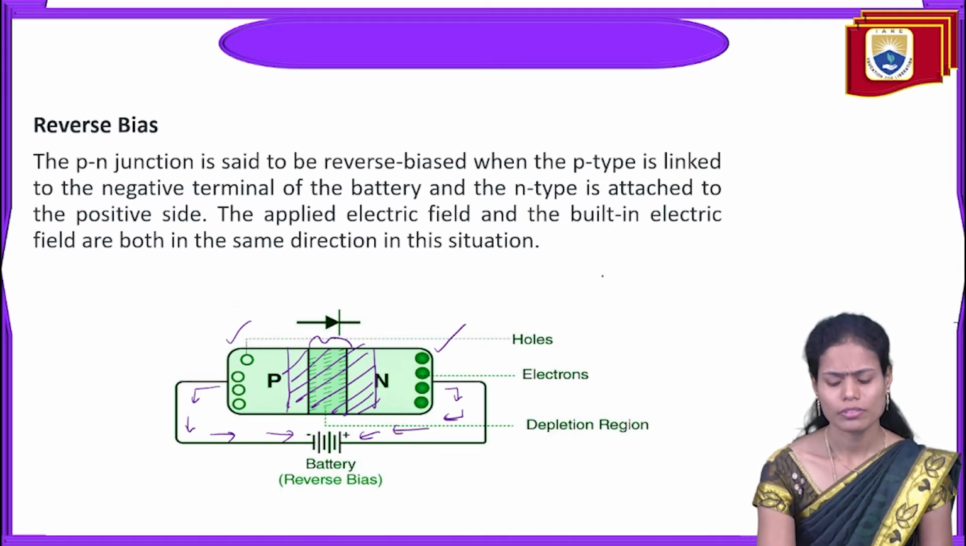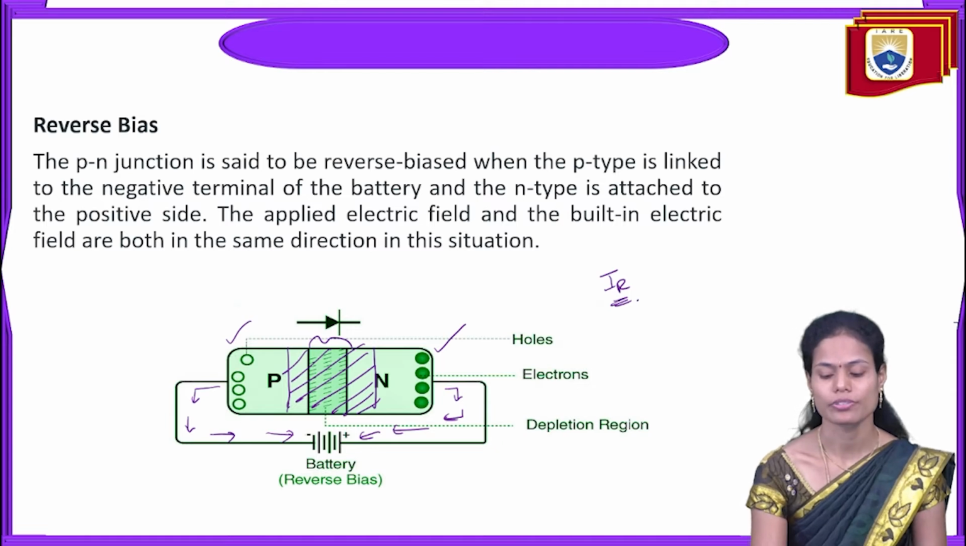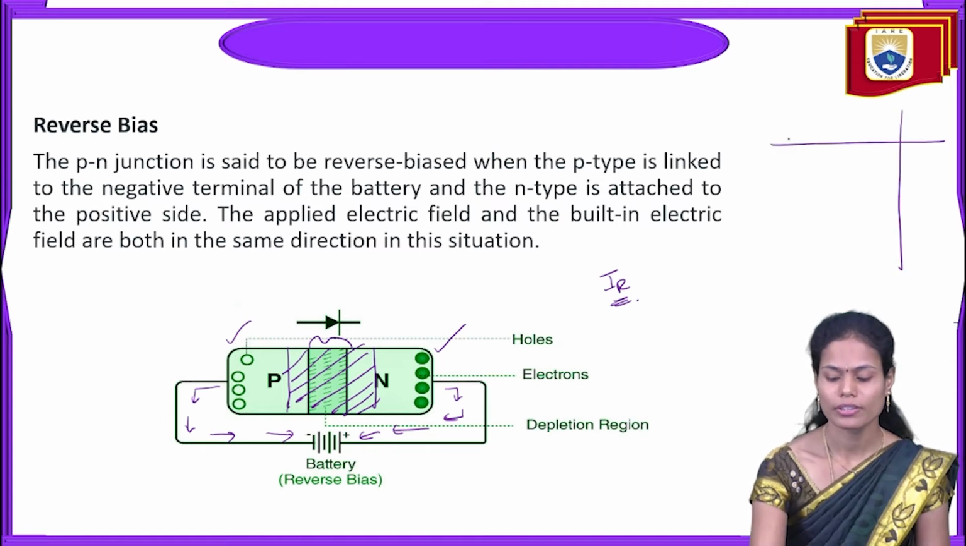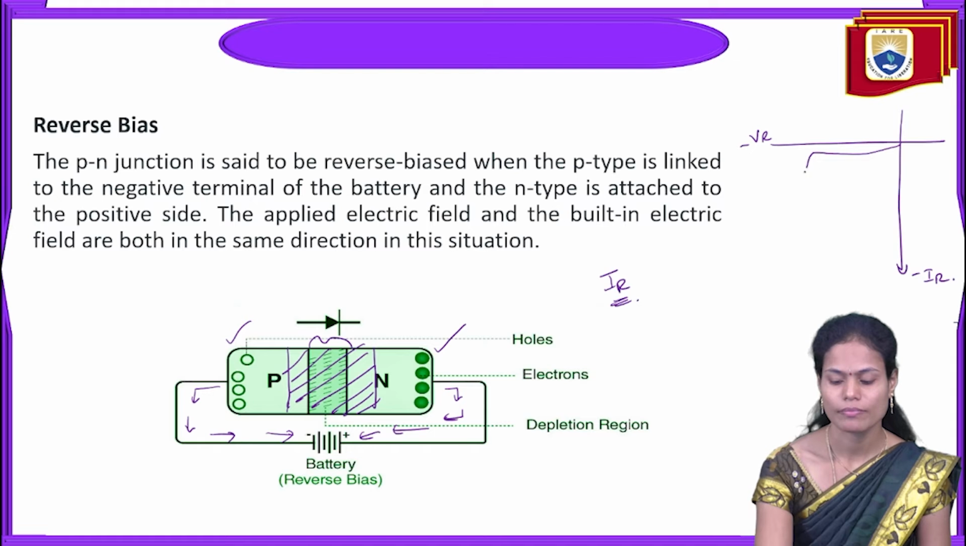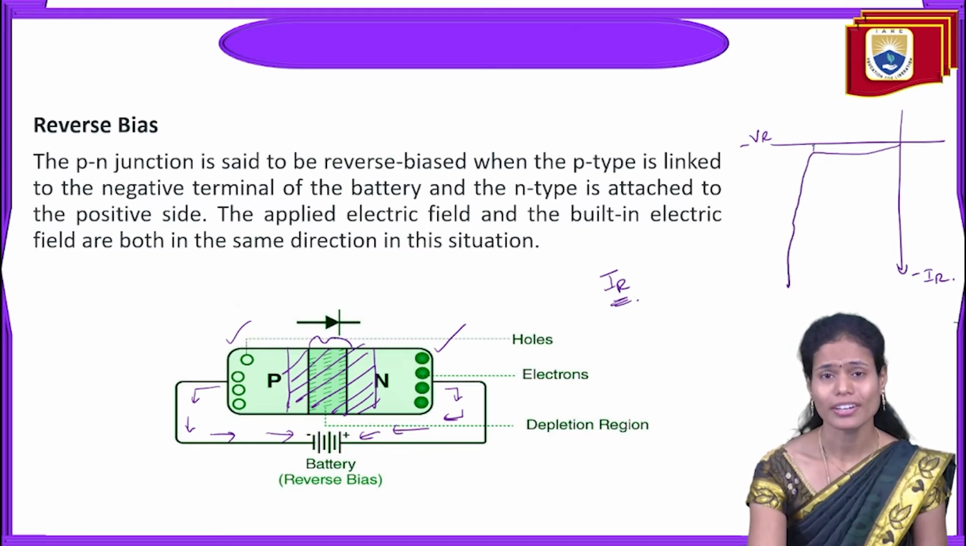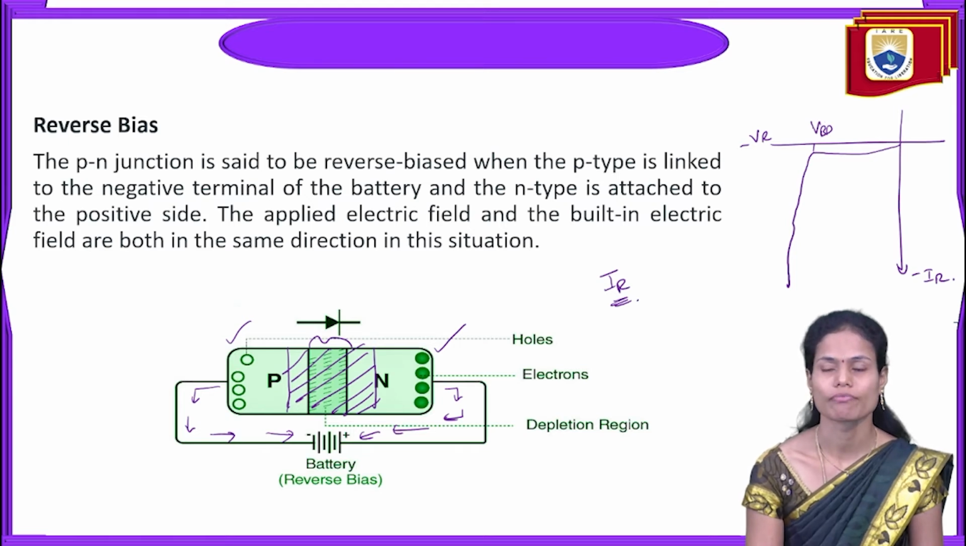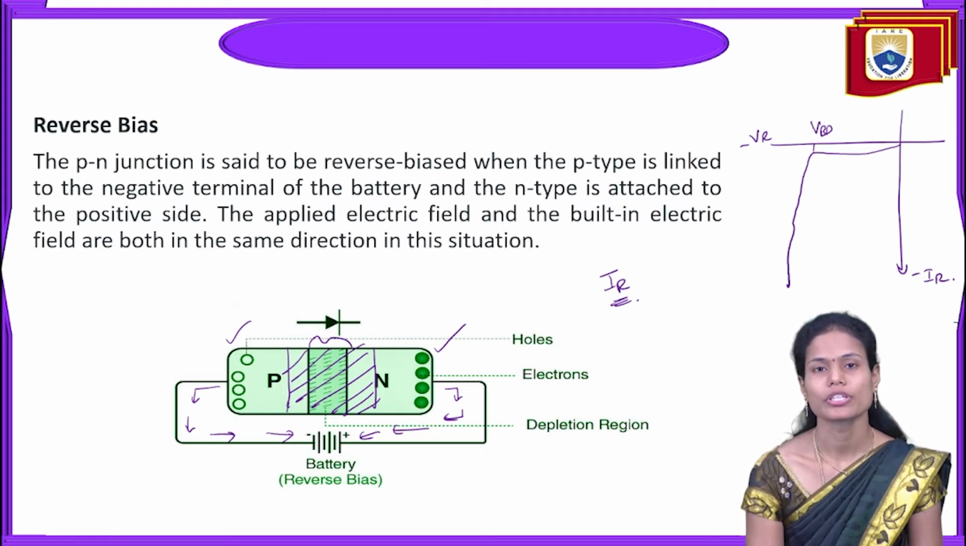Only a little amount of current, the reverse saturation current due to the minority charge carriers, flows in the device. In this case, we get the characteristics of VR and IR. Slowly it increases, and then it rises suddenly. This sudden rise of current occurs once the reverse voltage reaches the breakdown voltage of the diode. So this is what we need to explain in the reverse bias characteristics.